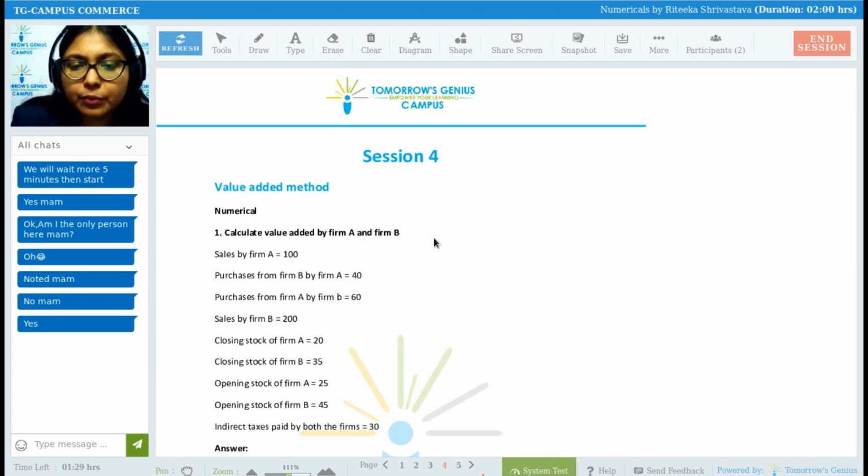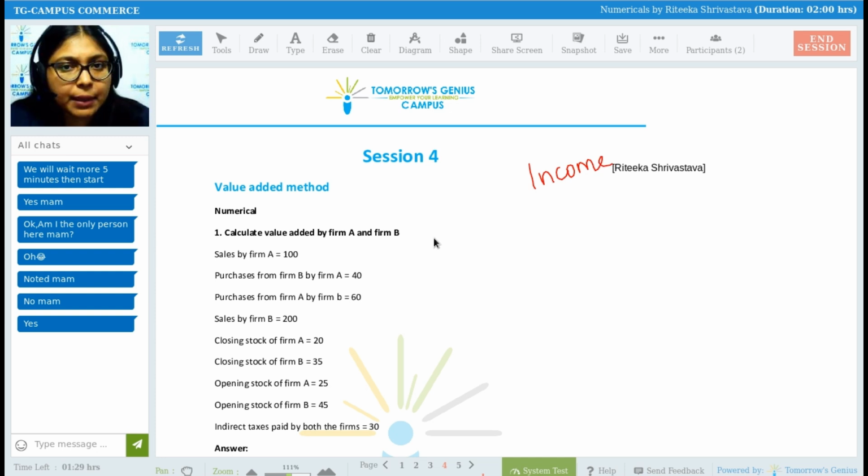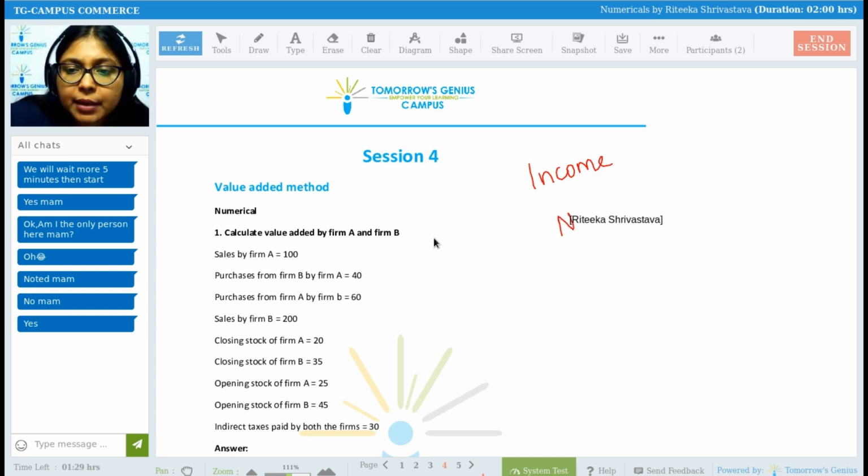Okay. One more quick tip. Whenever you solve the questions, whatever aggregate has been asked in the question, leave it aside. First thing you have to do is study the components. After studying the components, you will realize which method you have to use for solving the question. Suppose after studying the components, you have realized that you have to find national income using income method. So what is the aggregate of income method?